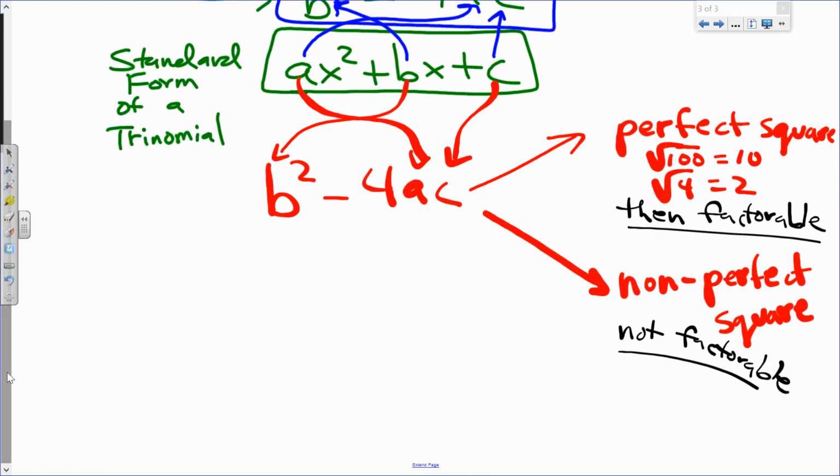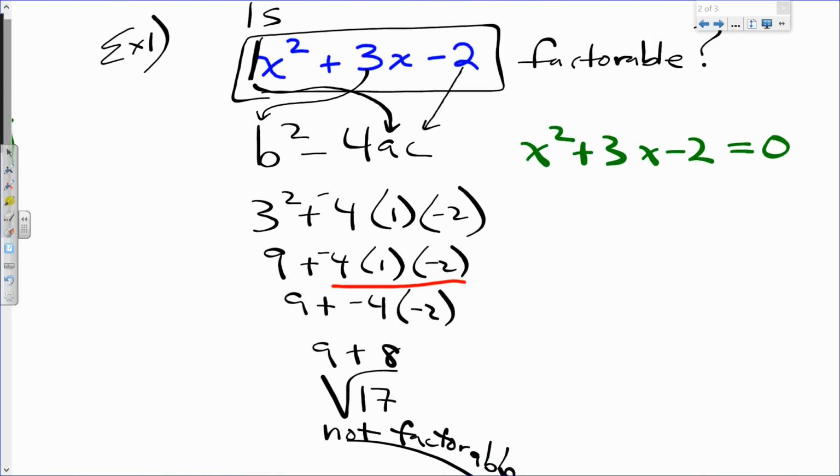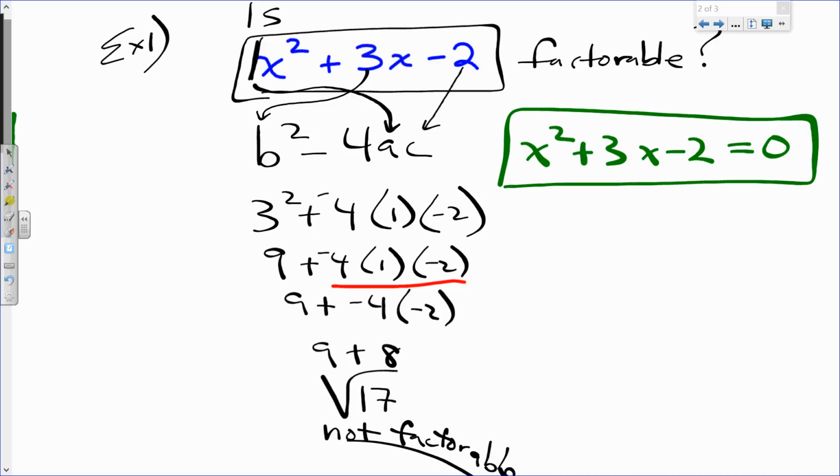Tomorrow, coming to a theater near you. Stay tuned. How do we handle x squared plus 3x? Look at this example 1. What if we had an equation? How are we going to solve that equation if it's not factorable? See, example 1 was not factorable, right? What if we had an equation like this, and I ask you to solve the equation and it's not factorable? That's what I'm going to cover tomorrow. What do we do at that point?